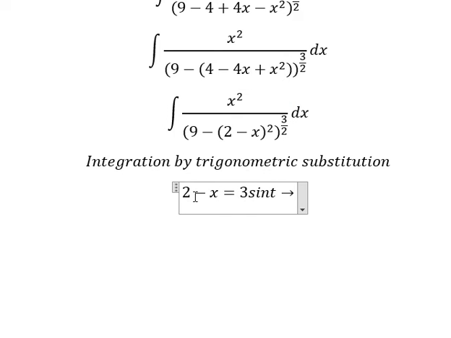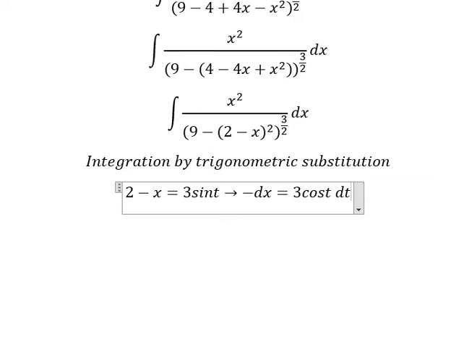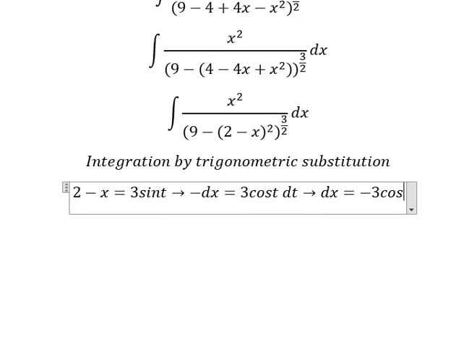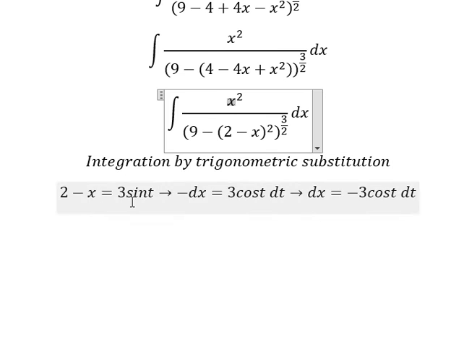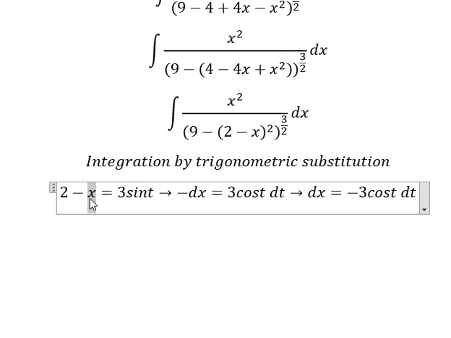Next, I need to first take the derivative of both sides. And we have 3 cosine t dt. Because we don't have the negative sign in here, I will put the negative next to 3 cosine t dt. Next, we have s, so I will put negative s to the right, and 3 sine t will go to the left.